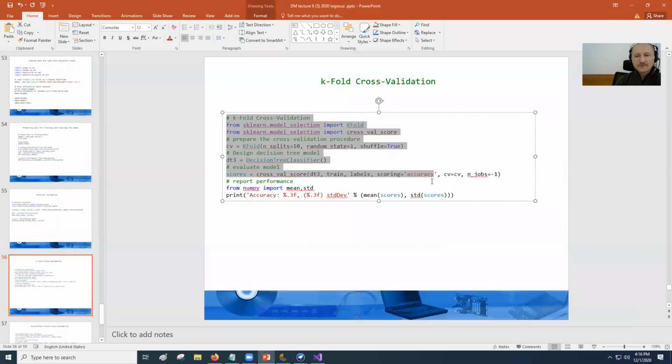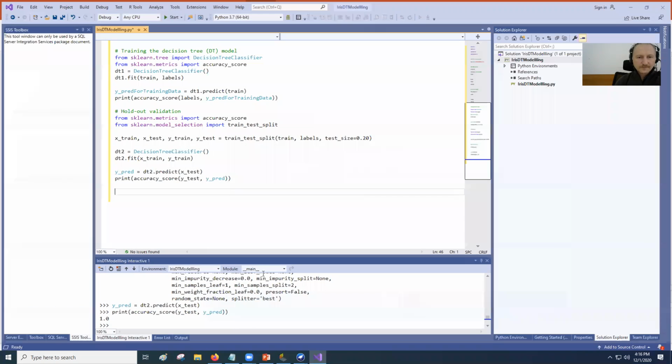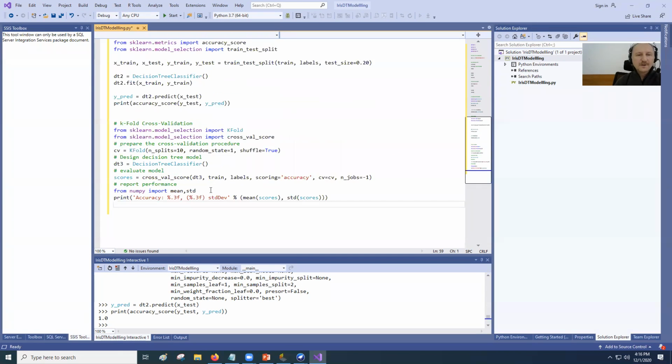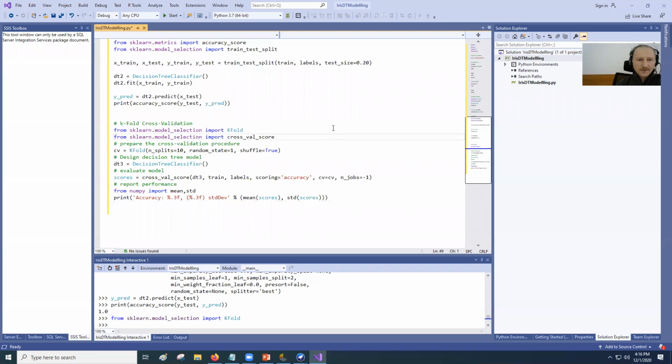Let's do k-fold prediction. If you want to report the accuracy of your model by using k-fold cross-validation, what can you do? This time, you should import this functionality. They are implemented in here.